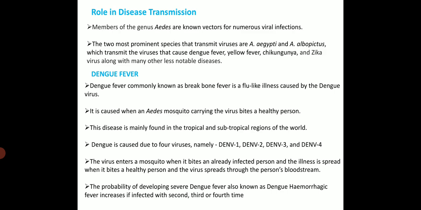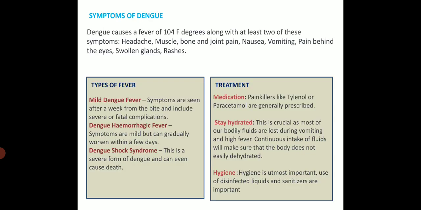The probability of developing severe dengue fever, also known as dengue hemorrhagic fever, increases if infected a second, third or fourth time. Coming to the symptoms of dengue, it causes a fever of 104 degrees Fahrenheit along with at least 2 symptoms like headache, muscle, bone and joint pain, nausea, vomiting, pain behind the eyes, swollen glands and rashes.